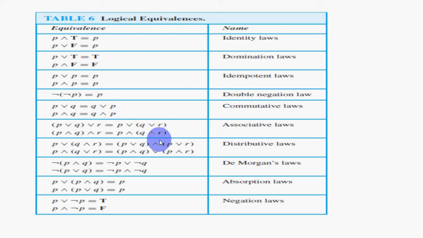Distributive law I will explain. De Morgan's law: negation of P AND Q will become negation of P OR negation of Q. Similarly, negation of P OR Q is identically equal to negation of P AND negation of Q. Okay.